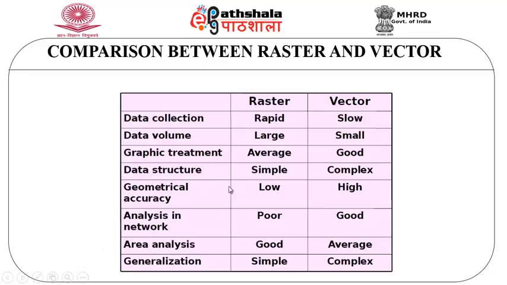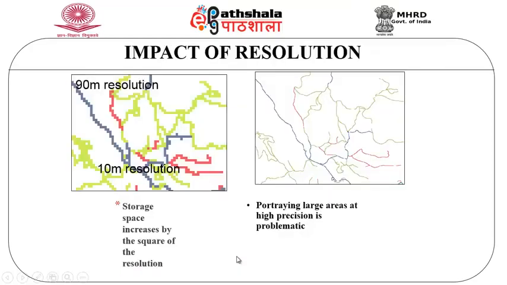Geometrical accuracy is going to be low in the case of raster data and high in the case of vector data. Analysis is poor for raster and good for vector. Area analysis is good for raster, whereas in vector it is average, and the generalization of raster data is very simple, whereas in vector data it is a more complex generalization.